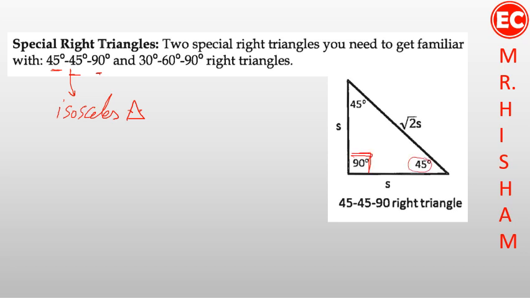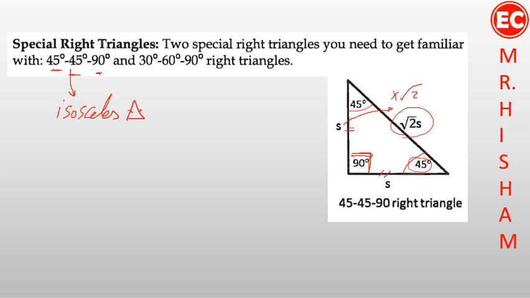This side is equal to that side, S and S, or A and A, because the measures of the angles are the same. So clearly the hypotenuse is the greatest side. To find the length of the hypotenuse, we multiply the side by root 2. We multiply the side by root 2.